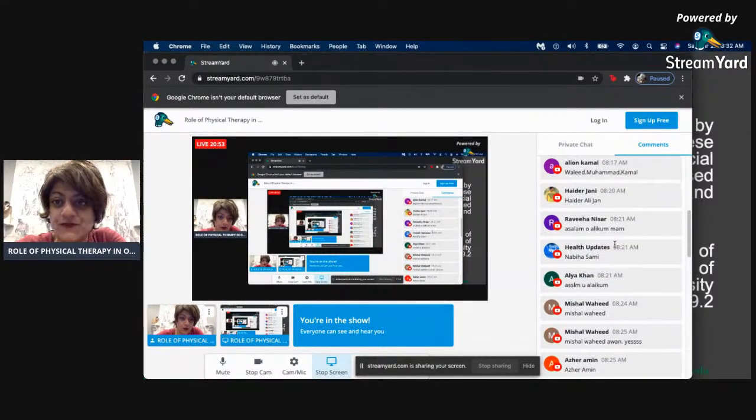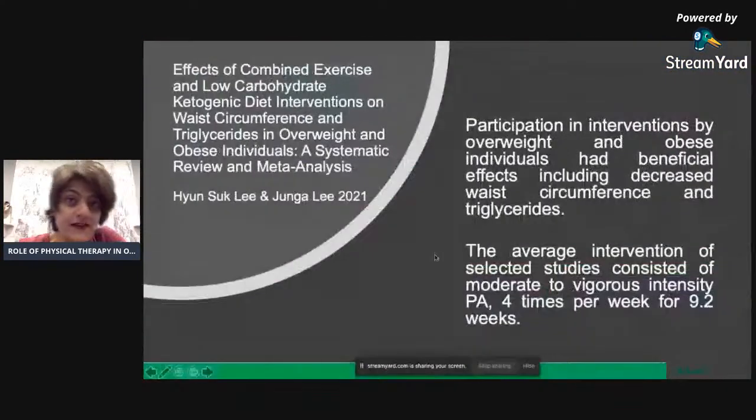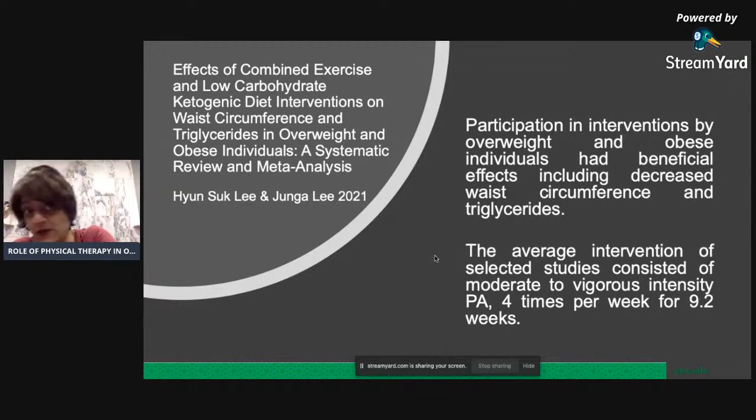Okay, let's continue. So this next one, recently there's been a lot of hype about the keto diet, the low carb diet. So again, this is a very recent study. This was actually published in 2021. And these investigators looked at the effect of combining exercise with a low carbohydrate ketogenic diet. And what they found was, so again, this was a systematic review and a meta-analysis. So a synthesis of literature.